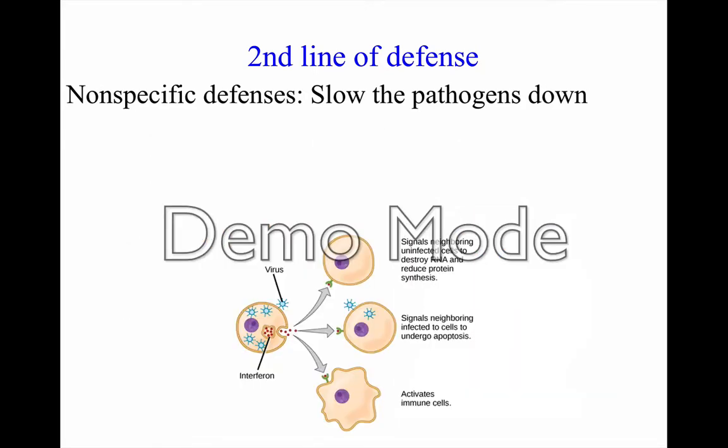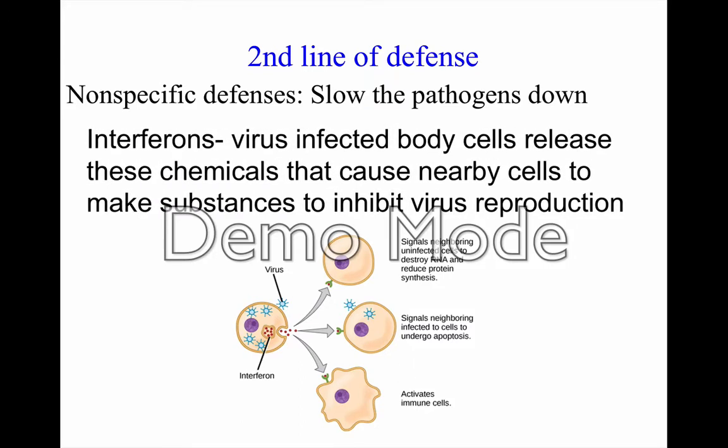Last thing for the second line of defense, again, we're trying to slow things down. So if a virus did get in, got past that first line of defense, the barriers, now we want to slow them down. So there are things called interferons. These are really interesting and pretty cool. These interferons are chemicals, little chemical molecules that get released by cells that are already infected. So a cell that has been infected by a virus will sometimes release these interferons.